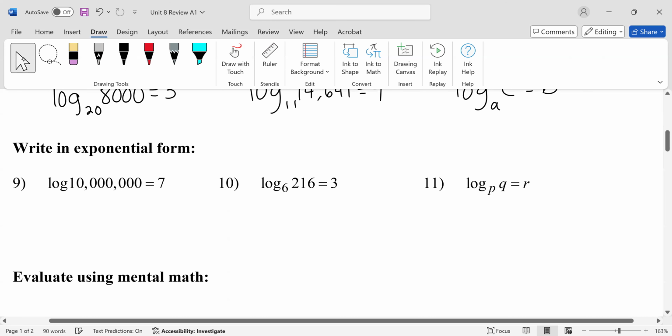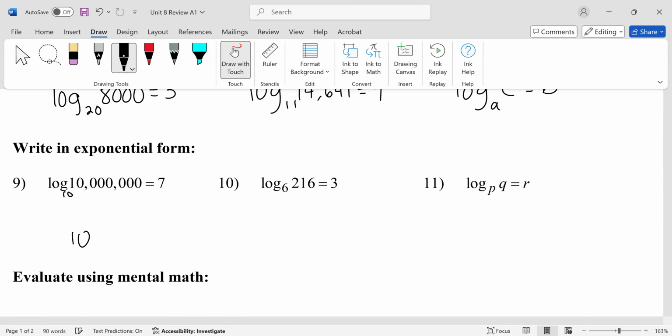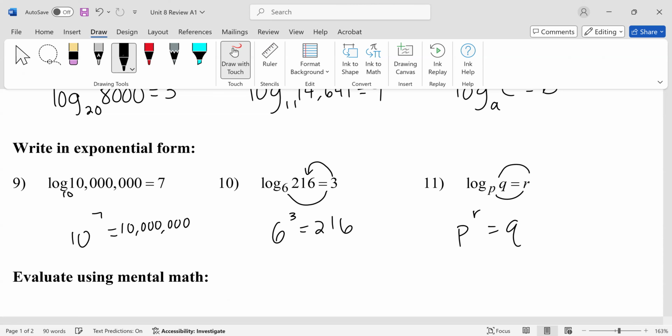Number 9, you're just going the other way. What's my base if it's not written? 10. So this is 10 to the power of 7 is 10 million. This is 6 to the power of 3 is 216. This is P to the power of R will give you Q. Any questions on that section? Okay, great. Y'all did good on that part.